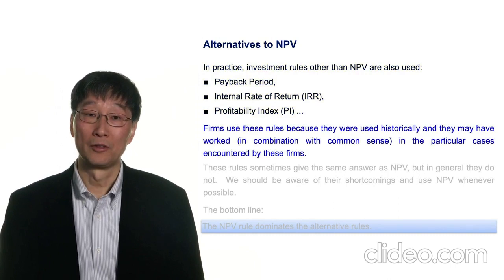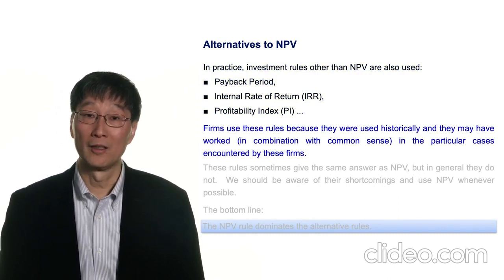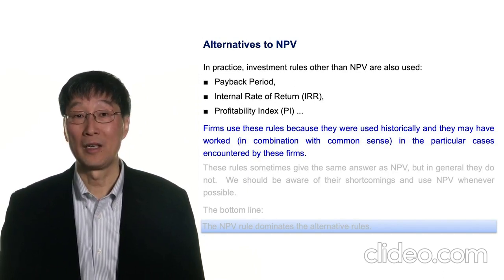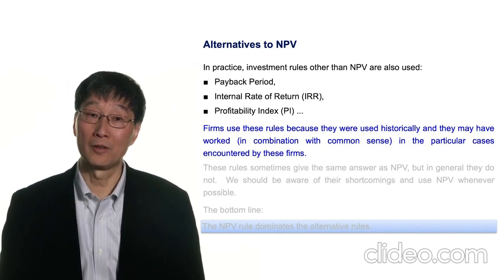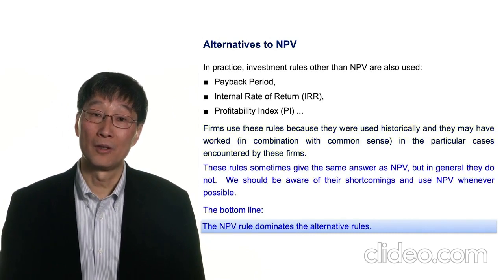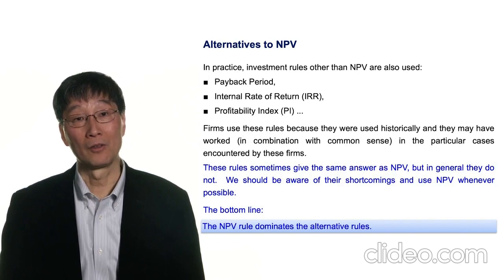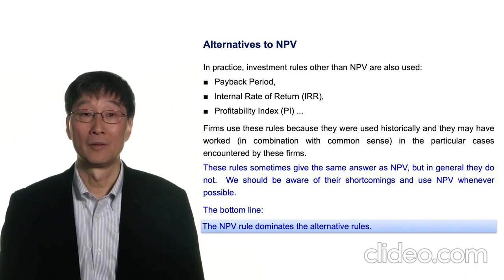Firms use these rules for various reasons. First, they were used historically, and habits die hard. Second, they may have worked in previous situations, often combined with common sense and other considerations. Third, under certain circumstances, they do give the same answer as NPV. But in general, they don't agree with NPV.